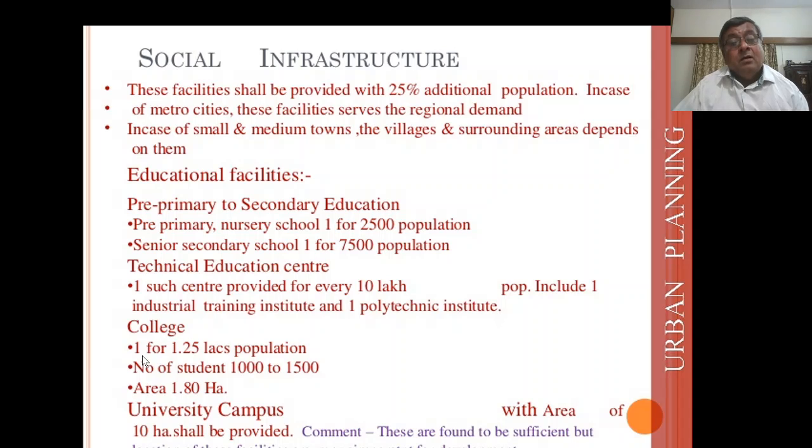Now college, one for 1.25 lakhs of population. Number of students, 1000 to 1500. Area about 1.80 hectare. University campus, 10 hectares shall be provided. Comment, conclusion or suggestion: these are found to be insufficient, but the location of these facilities is more important for development.